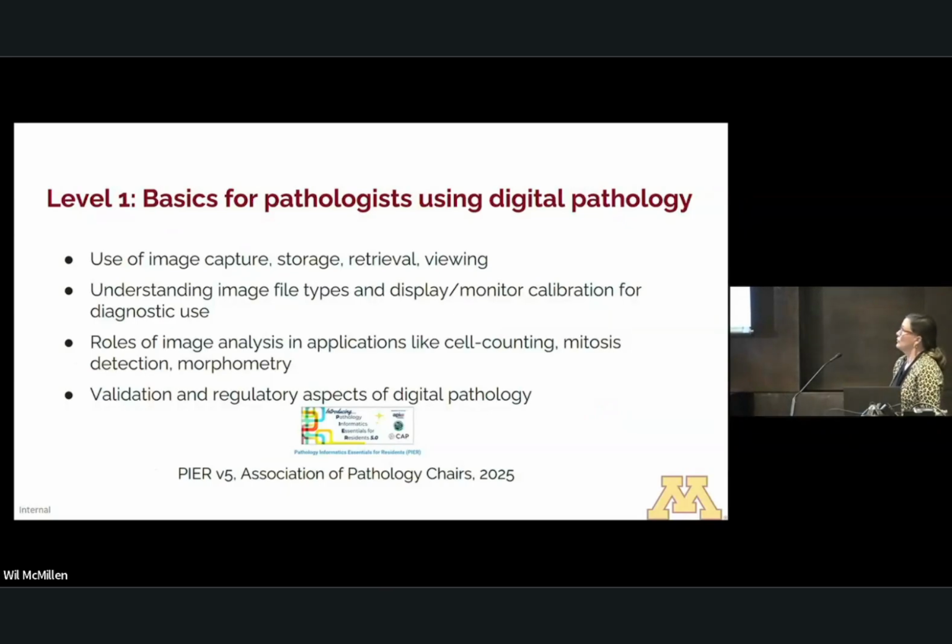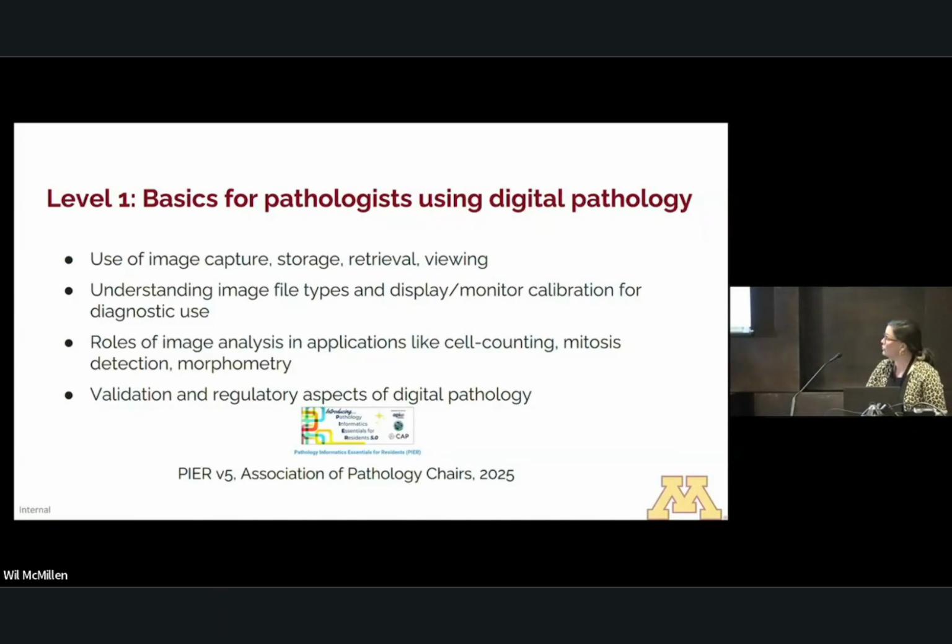So in terms of what all pathologists need to know about digital pathology, I've broken it up into different levels of knowledge acquisition and engagement. I want to highlight level 1, which, based on the national curriculum here, are the basics for pathologists using digital pathology.